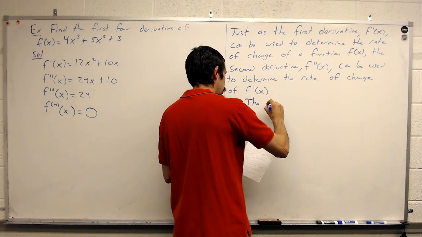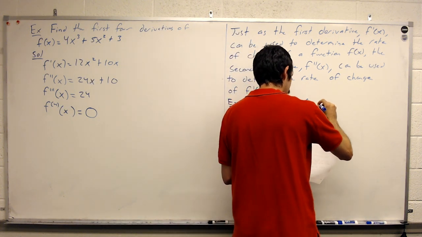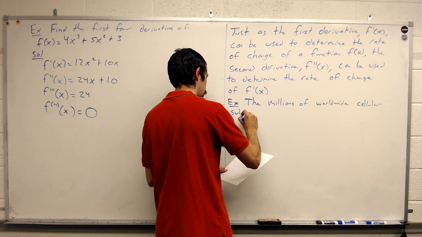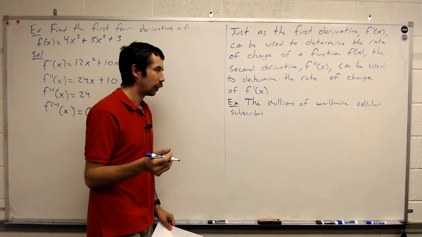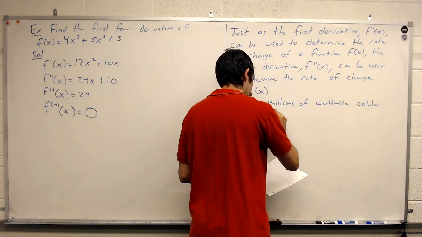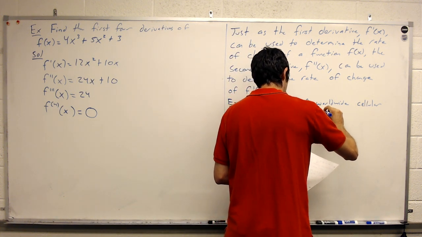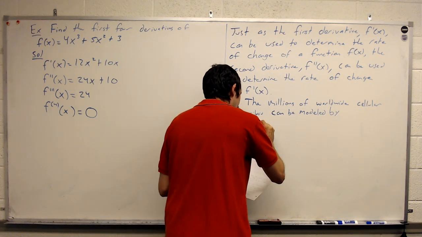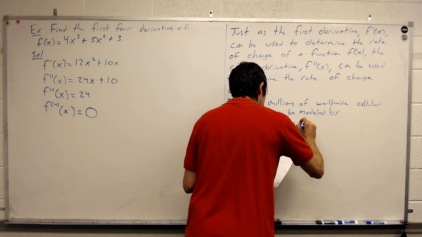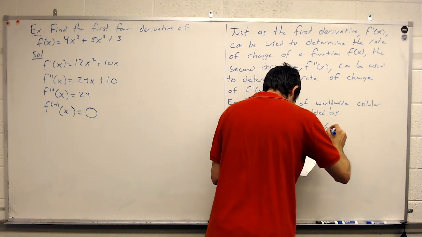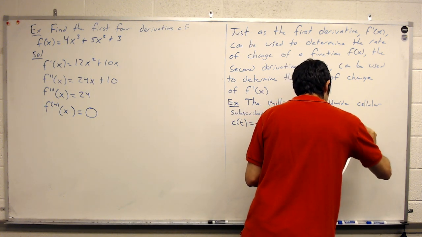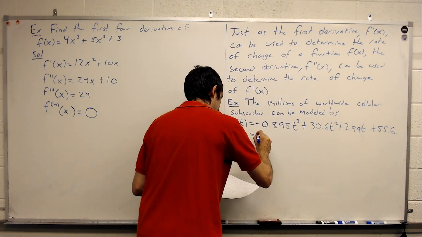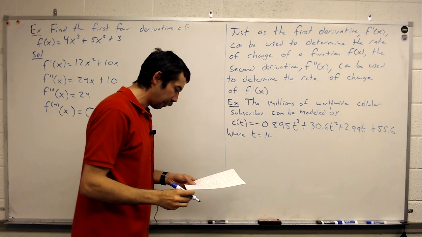So the millions of worldwide cellular subscribers, so basically the number of people that have some sort of cell phone subscription, can be modeled by the function c of t equals negative 0.895 t to the third plus 30.6 t squared plus 2.99 t plus 55.6, where t is number of years past 1995.